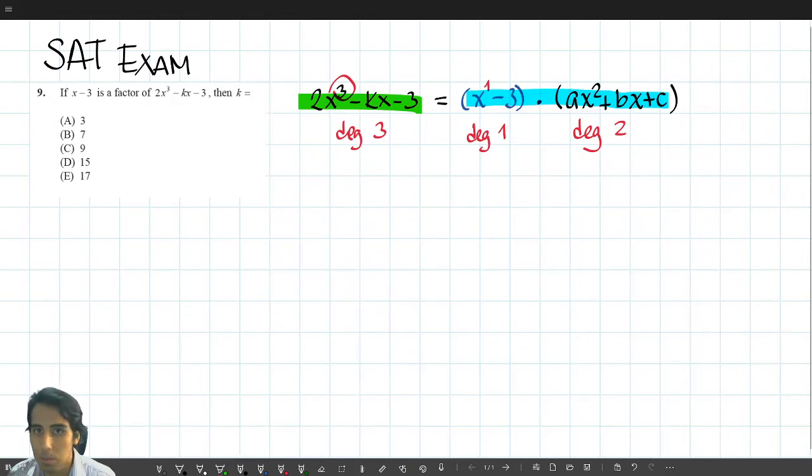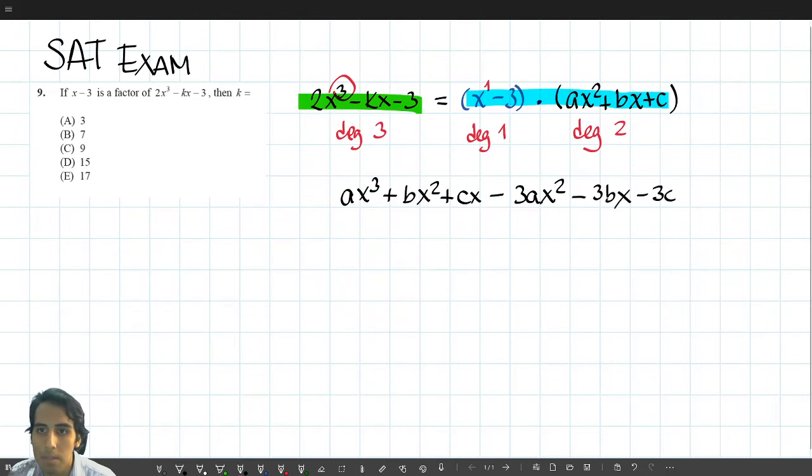So we start multiplying here. x multiplies all the polynomial, so we have a times x cubed plus b times x squared plus c times x. Now the minus 3 multiplies: minus 3a x squared minus 3b x minus 3c. Now we reduce this expression a little bit. Here we have x cubed.